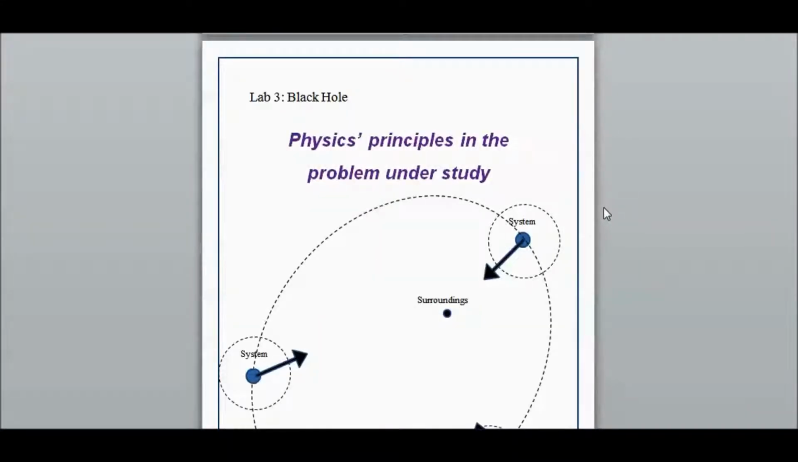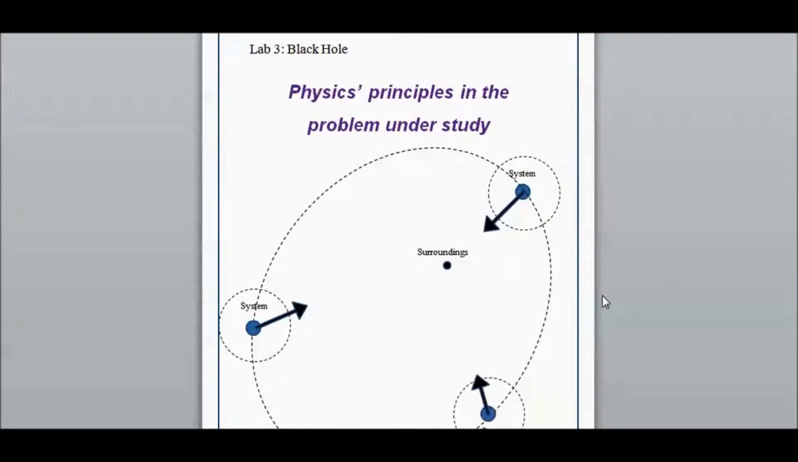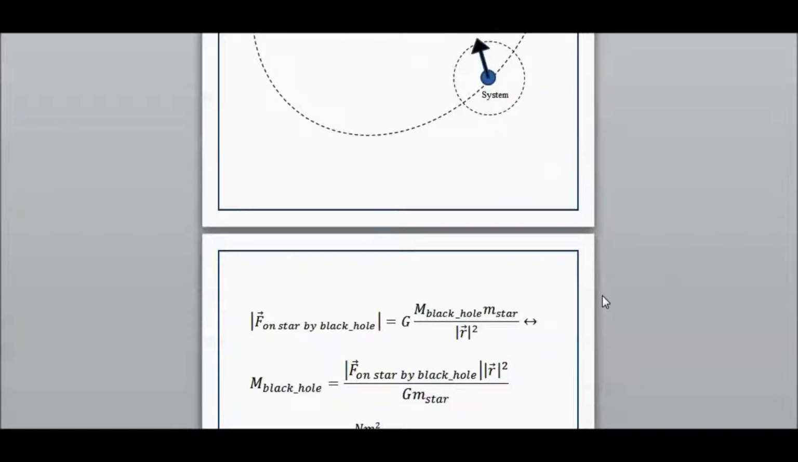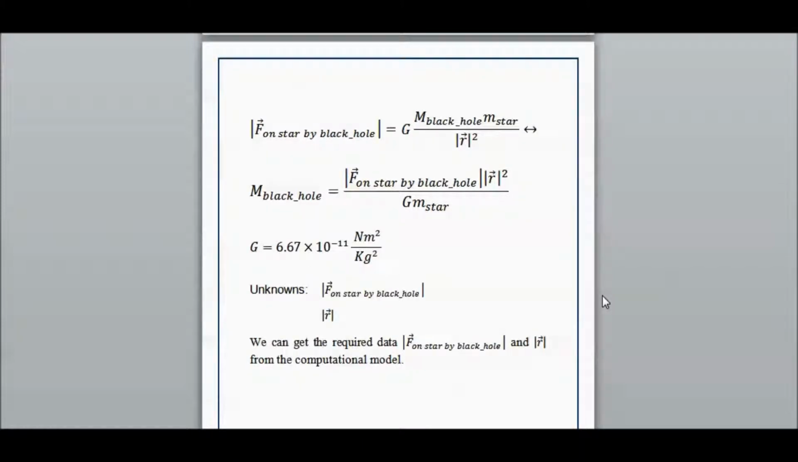A star is orbiting a black hole of unknown mass, and the net force acting on the star is due solely to the gravitational force of the black hole. In order to find the mass of the black hole, we need the magnitude of the gravitational force for a specific distance between the black hole and the star, and the distance. The computational model can provide us with the required data.